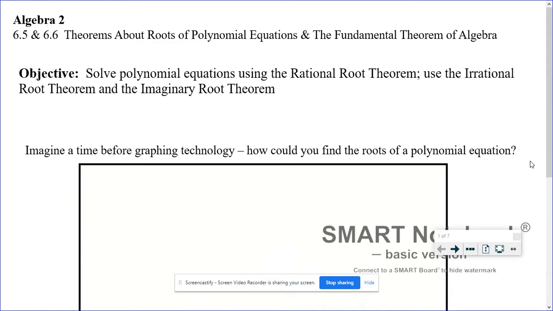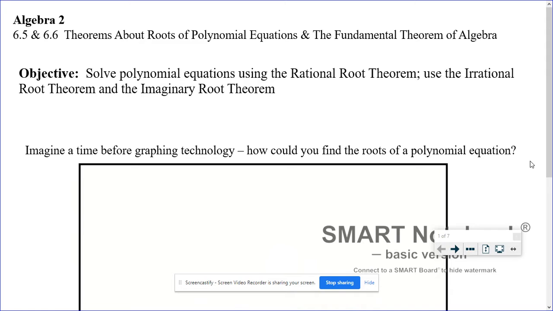Welcome to lesson 6.5 and 6.6. We're going to be looking at theorems about roots of polynomial equations and the fundamental theorem of algebra. Okay, well, what does all that mean? If we look at the objective, we're going to solve polynomial equations using the rational root theorem.